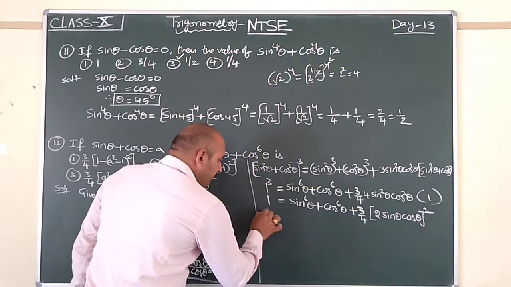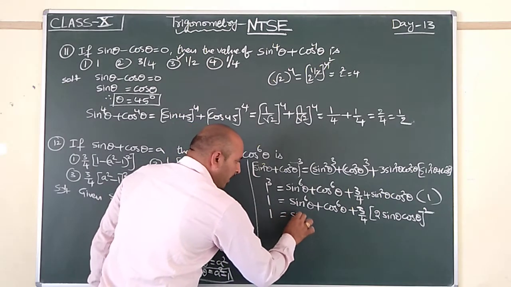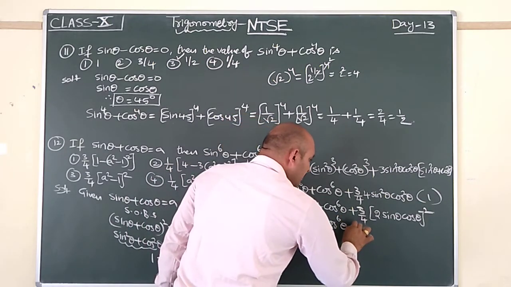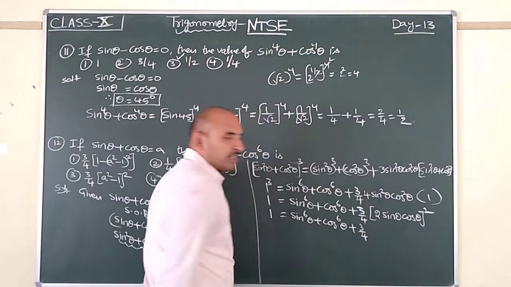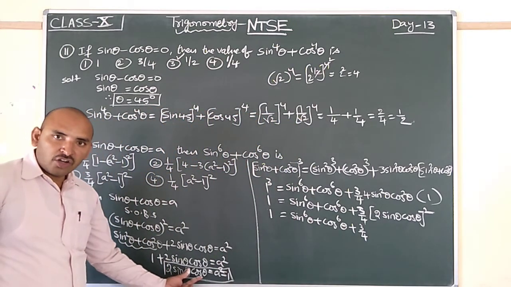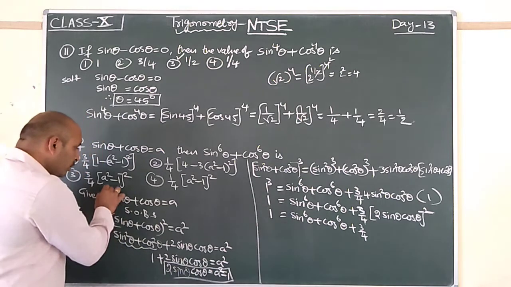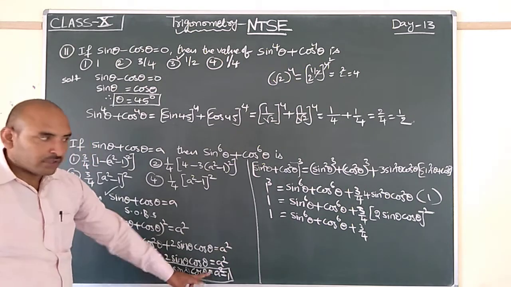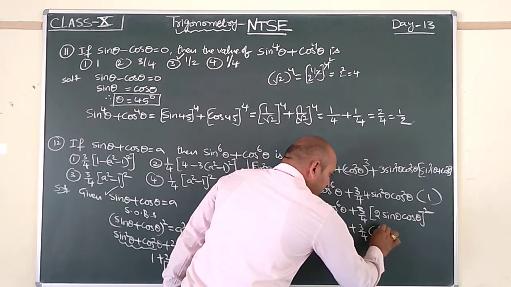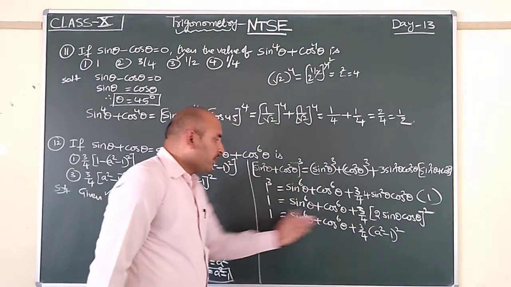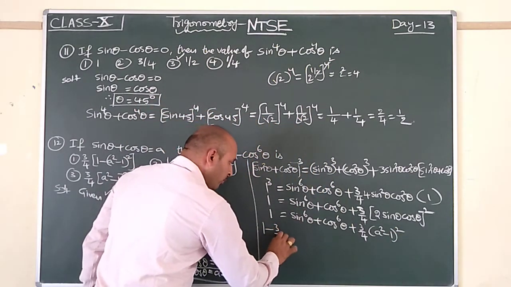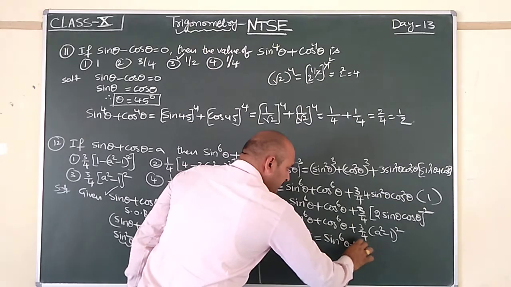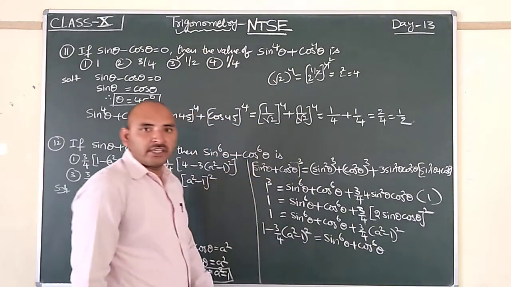So 1 is equal to sin power 6 theta plus cos power 6 theta plus 3 by 4 into 2 sin theta cos theta squared. Already we have the value of 2 sin theta cos theta. How much? A square minus 1, since sin theta plus cos theta is equal to a, we have concluded that 2 sin theta cos theta is equal to a square minus 1. Simplify here, a square minus 1 whole square. Take this side: 1 minus 3 by 4 into a square minus 1 whole square is equal to sin power 6 theta plus cos power 6 theta.